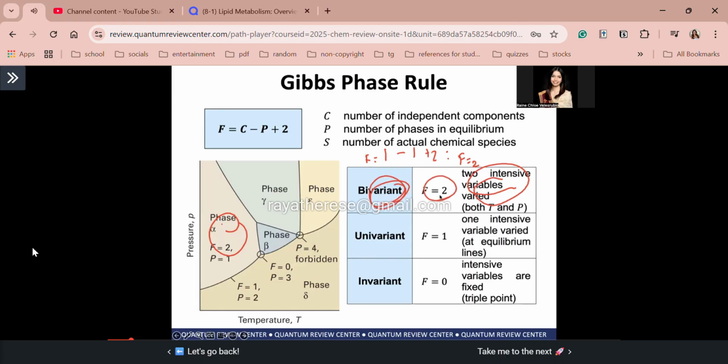They are bivariant. F is equal to 2. Next, guys, let's go to the boundary lines. At this point, you will have two phases. So F is equal to 1 minus 2 plus 2. F is equal to 1. When F is equal to 1, one intensive variable can be varied at the equilibrium line. So the same goes here, F is equal to 1 at the equilibrium lines.